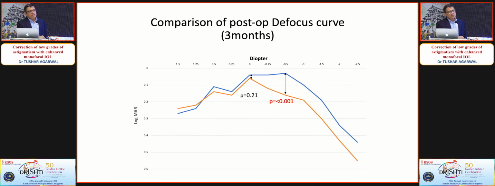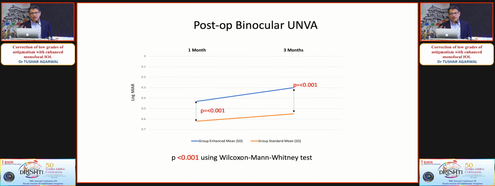So this is the defocus curve of both the patient groups. What this primarily means is how much of an additional deviation from their refraction the patients can tolerate while still maintaining their UCVA. And you can find that EDOF lenses create a defocus margin of around 0.5 diopters. This is spherical equivalent. There was improvement seen in the uncorrected near visual acuity as well in these patients.